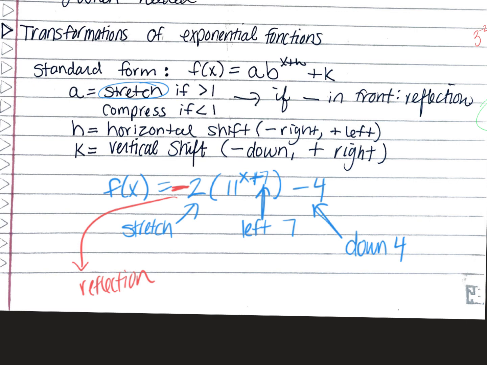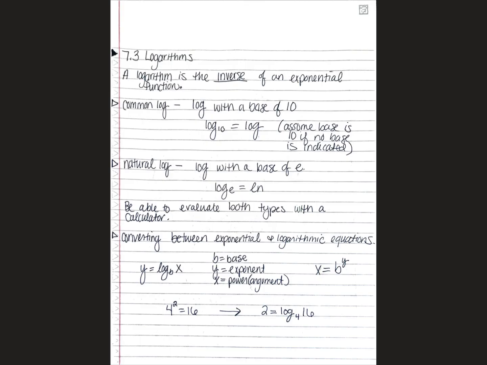Okay, so if the 2 is a fraction, then it's compression. Yes. If it was 1/2, it would have been a compression. If it's subtracting inside the parentheses, then it goes to the right. Yes. And if it adds on the end, then it goes up. Yes. Okay. So there's that page.